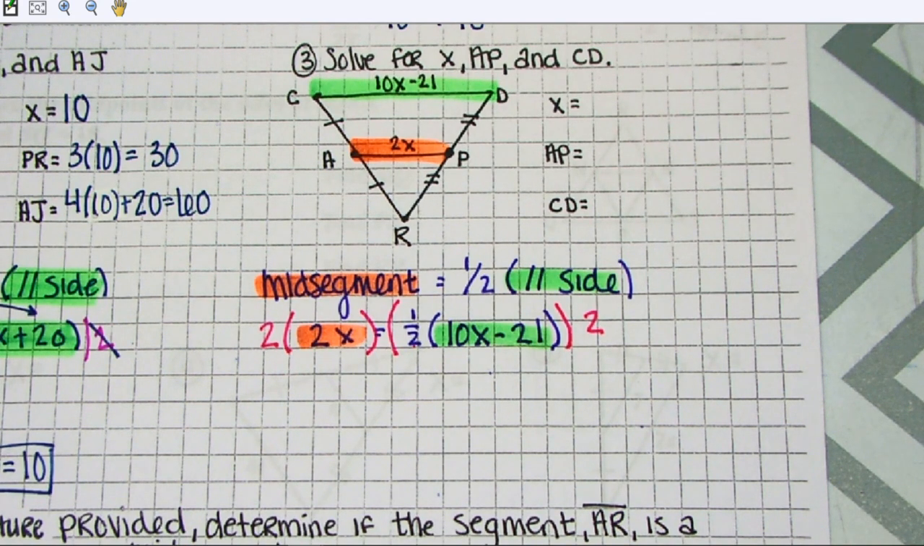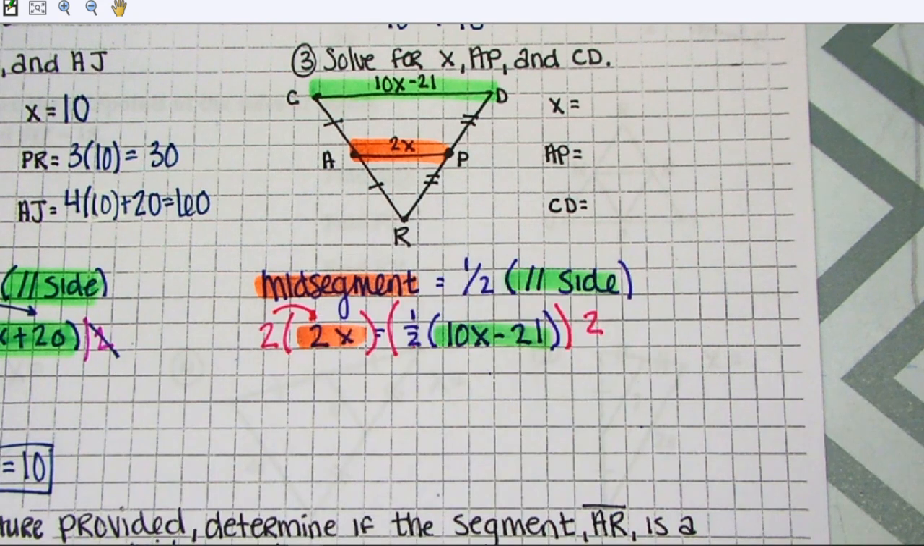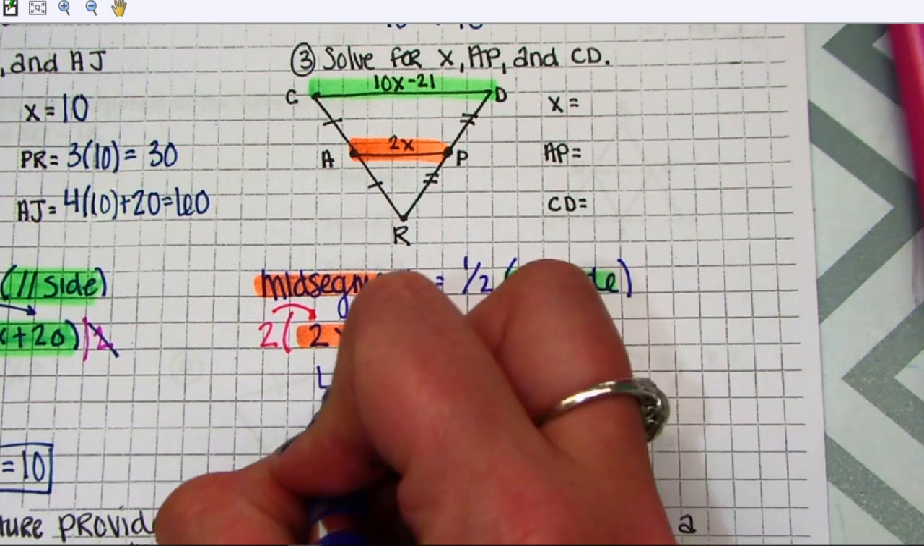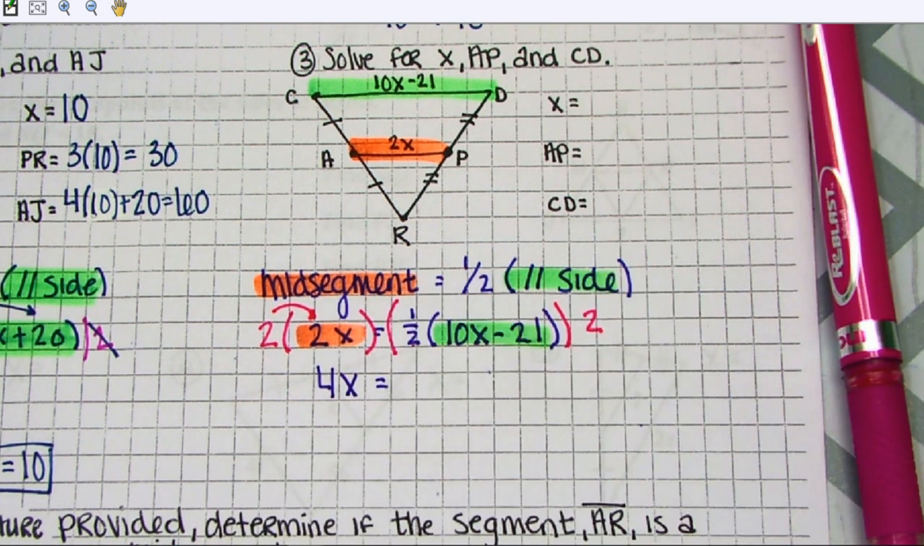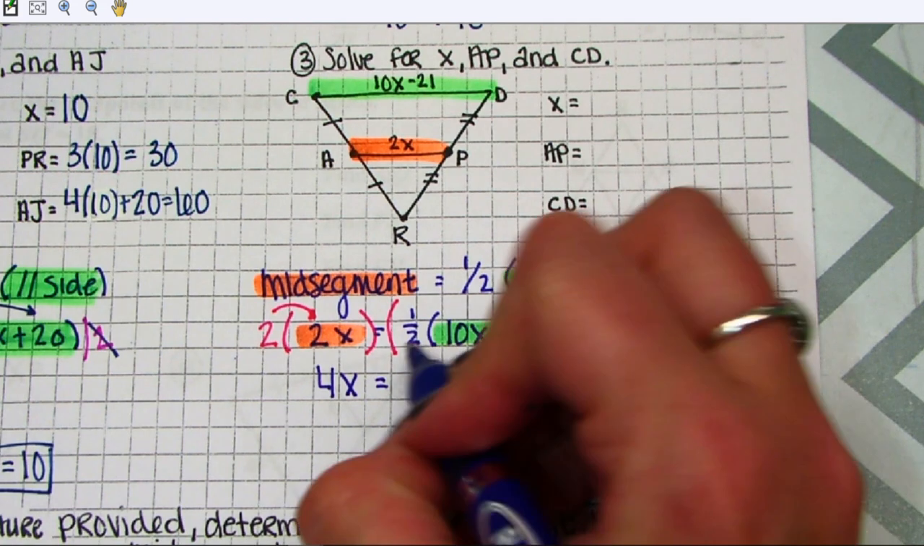So on the left-hand side, 2 times 2 is 4. So when you multiply in, 2 times 2 is 4, so we get 4x. What happens to the 2's over on the right-hand side? Yeah, they cancel. So this 2 and this 2 cancel.